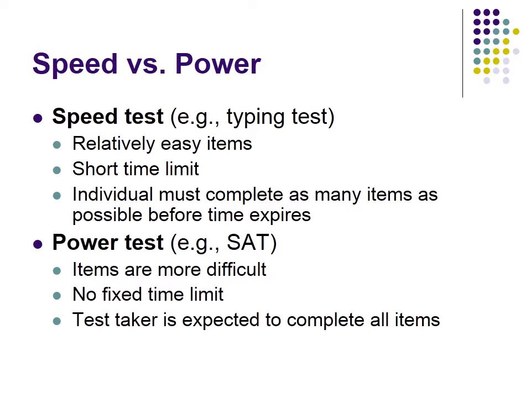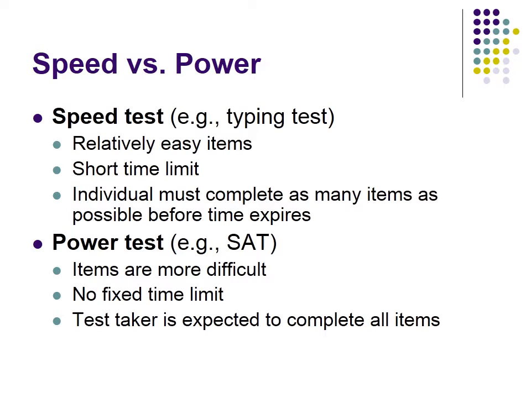Generally speaking, a speed test will always have more items on it than it is possible for anyone to complete in the time given. So a speed test might be 100 math problems, but you only have 1 minute to complete them. Almost no one is going to be able to do all 100, even if they're very simple problems. So then you simply determine how many did you actually answer and how many did you get right. And that's your score.